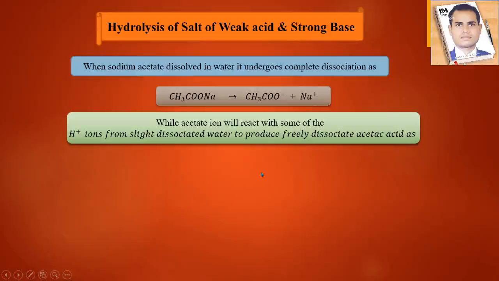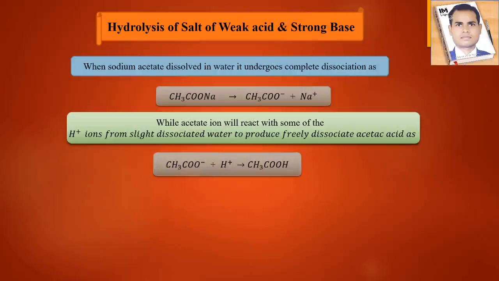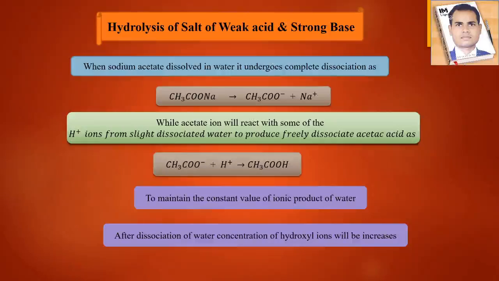Like this, the acetate group and the H plus, which you get from water, result in the formation of acetic acid. You will see this reaction if you take sodium acetate into the water, and that is why the ionic product of water is maintained at a constant value.